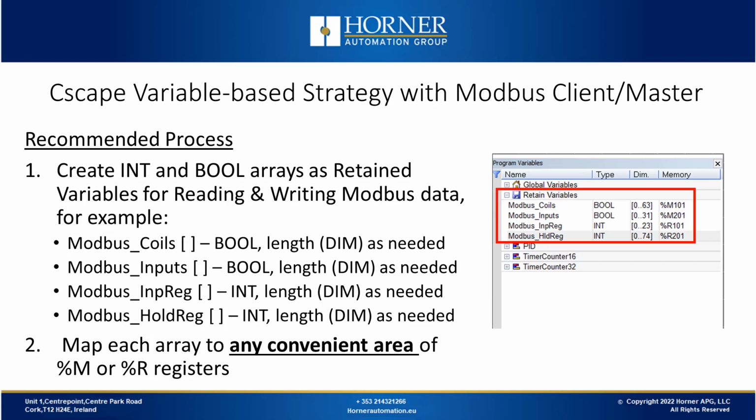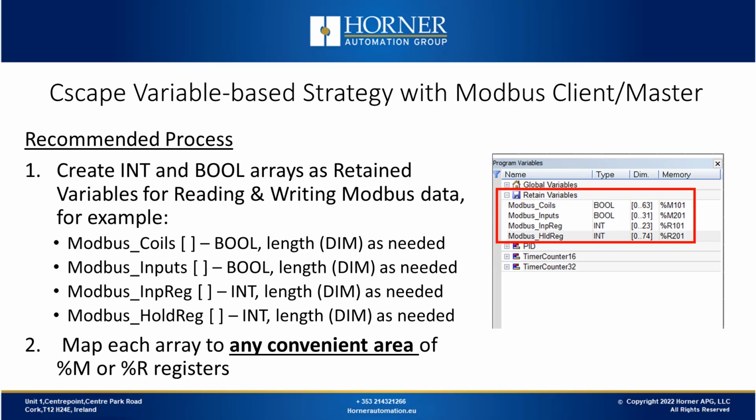The first step is to create a series of arrays for reading and writing the different Modbus variable types. With Modbus coils, you could create an array called Modbus_coils, for example. If you had 100 or so coils that you need to read or write, you could put a dimension of 100 for that array. Similarly, if you're reading input bits, you would create an array called Modbus inputs, and you would do the same for input registers and holding registers. Again, select the correct type for each of those. Coils and inputs are Boolean types, while input registers and holding registers are integer types.